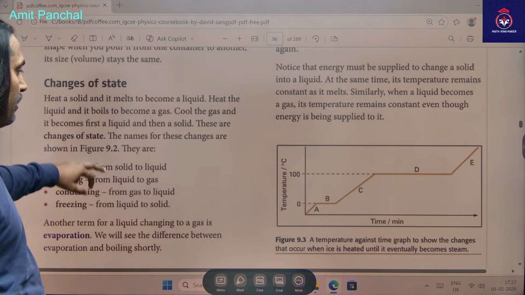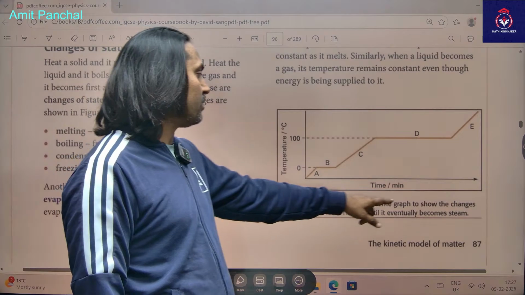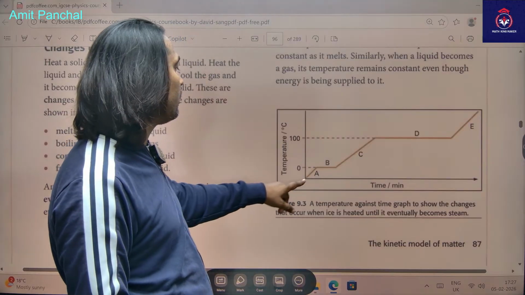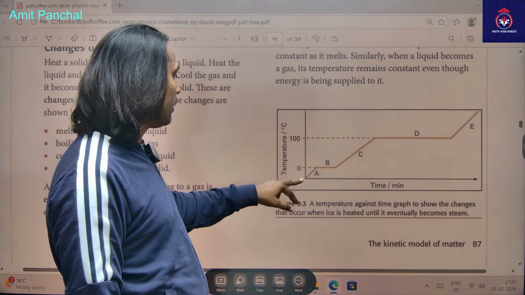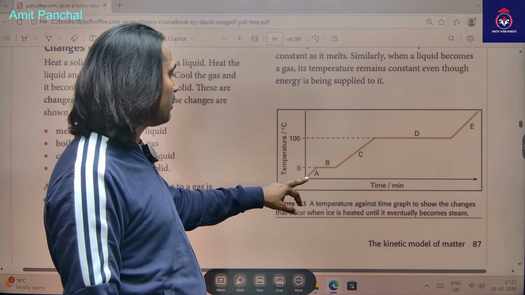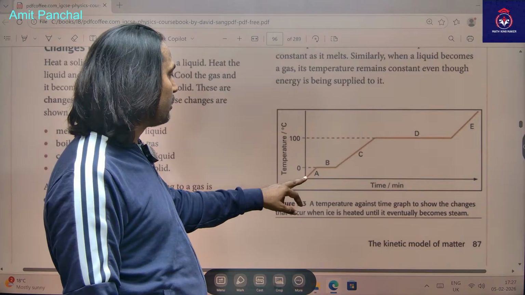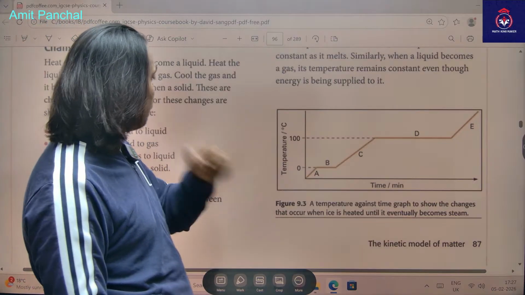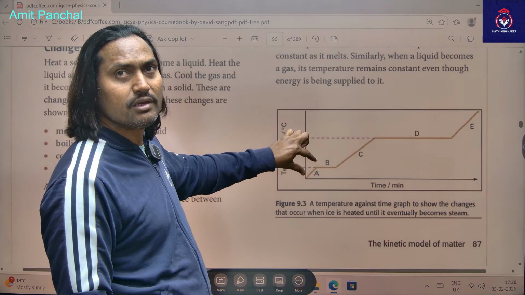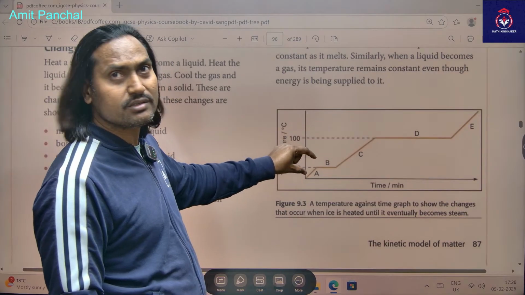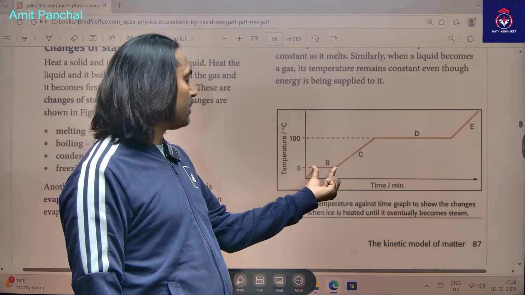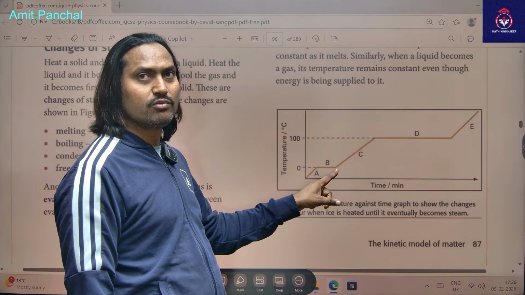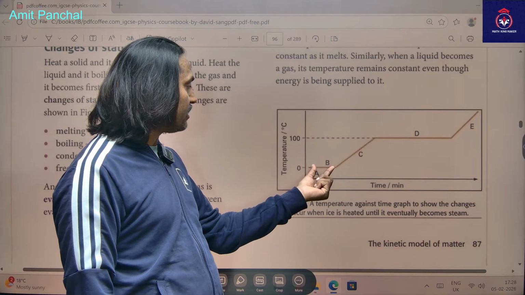After losing or gaining energy only, there will be a change in state, otherwise there will not be any change in state. So this is your temperature against time graph to show the changes that occur when ice is heated until it eventually becomes steam. This starts from below 0 degrees. At 0 degrees, what is happening? From A to B, it is solid, and from B you can see it's a steady graph. Why has it not changed to liquid?